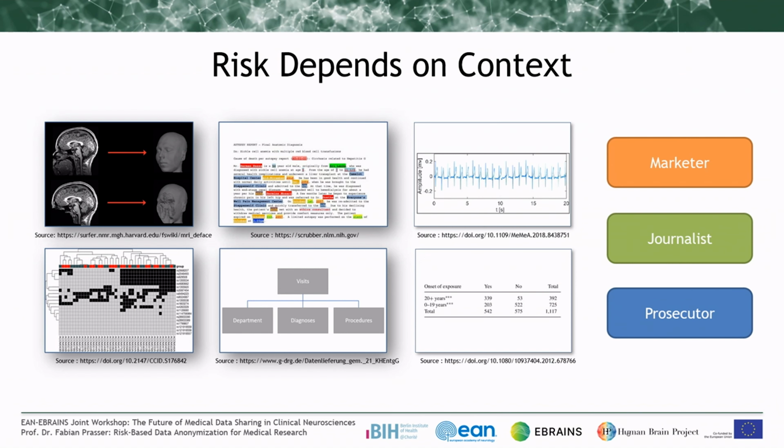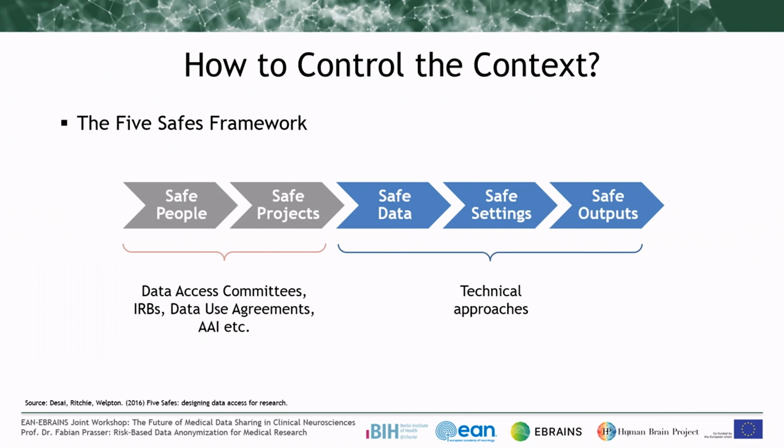In summary, this means that in order to achieve a good trade-off between risk reduction and scientific usefulness, we need to make assumptions that describe the context in which data is being shared. But how do we make sure that our assumptions hold? We can do this by looking beyond the anonymization process itself and also controlling the context in which data is being shared. One handy approach to design such solutions is the so-called 5 safes framework. It specifies different axes along which the context can be controlled to reduce risks.